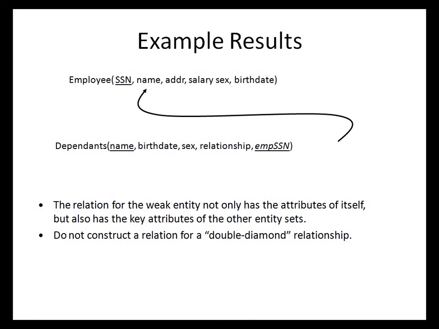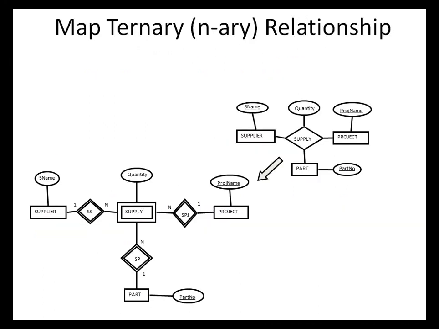Next, map ternary and n-ary relationship. It's recommended that you convert the ternary relationship to a number of binary relationships, and then transform the diagram into relations. This is a sample result.